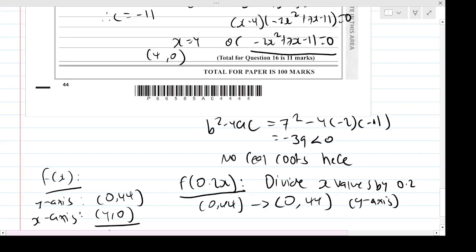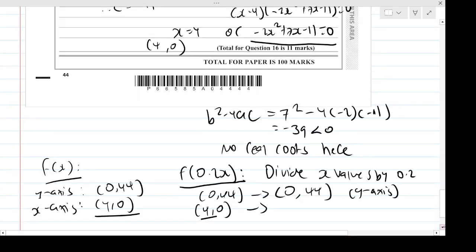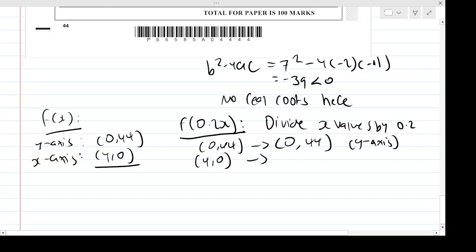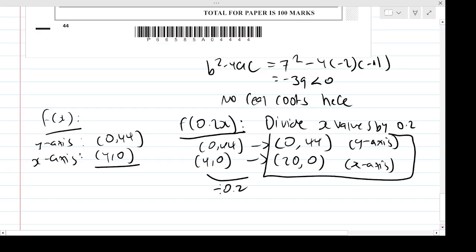But here, for 4, 0, x is 4. So what we're going to do here is divide by 0.2. Divide by 0.2 for 4, because x is 4. And remember, every x value needs to be divided by 0.2 here. So if we do 4 divided by 0.2, we get 20. So now the point is 20, 0. And that is the intersections with the x and y axis of the new curve, okay? And so there we are.